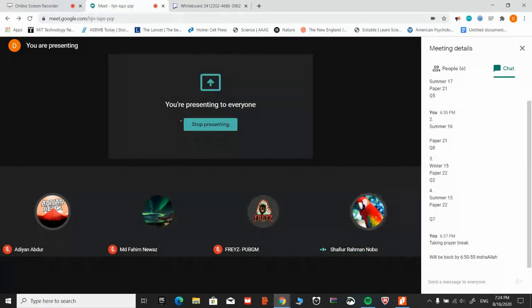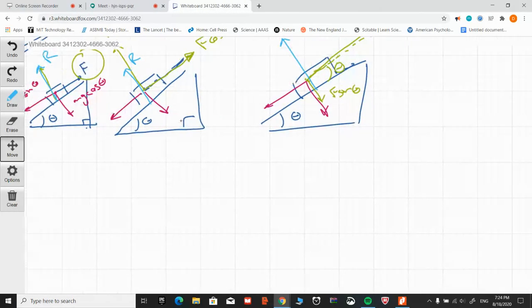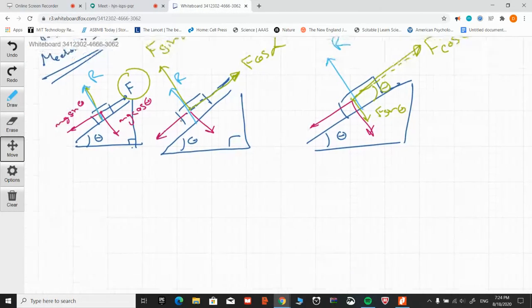Today I want to look at a few examples from the question paper. Walaikum assalam. So a few examples from the question paper. And yes, Shafiul, roughly speaking, we didn't discuss much, we were just reviewing these.